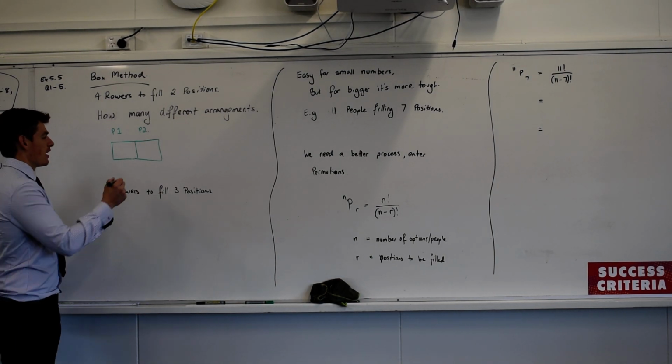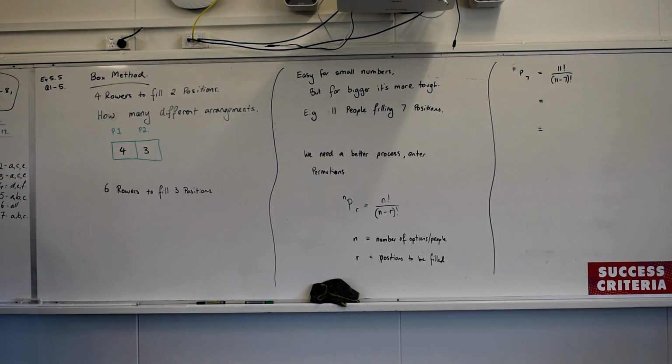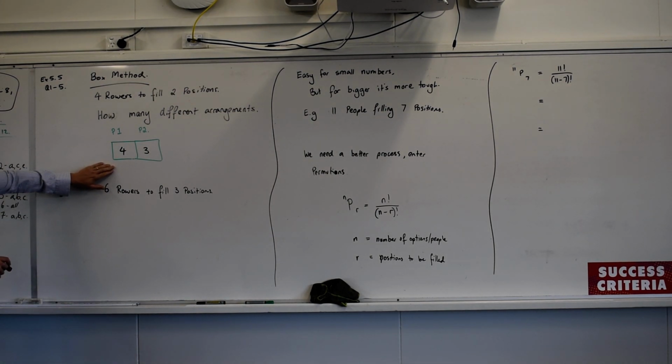How do you get 12? 4 times 3. How does that work? Because I can see some people in the room correctly confused. Why would that, how does that work? There's 4 options for the first slot, and then the second slot, 1 person's used up, so it's 3 more.